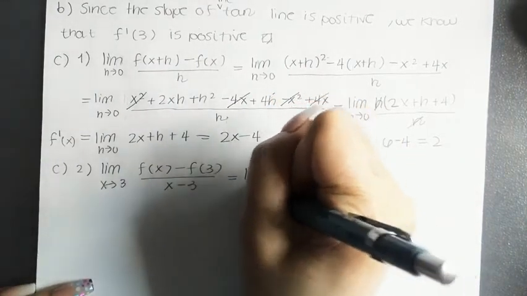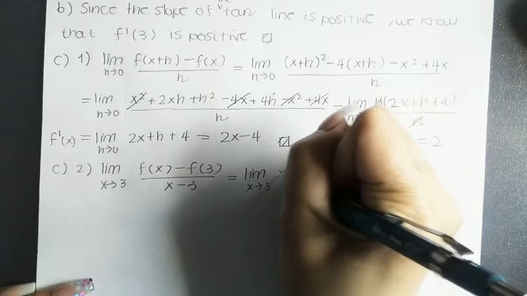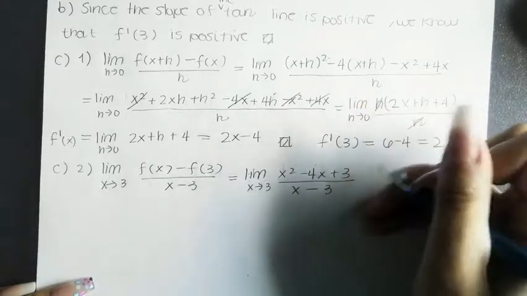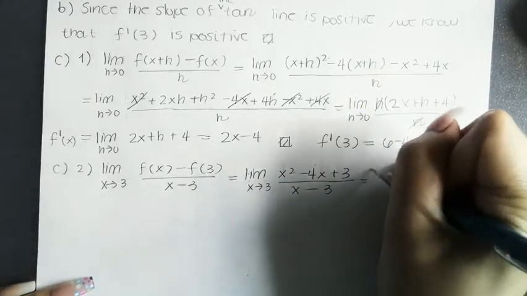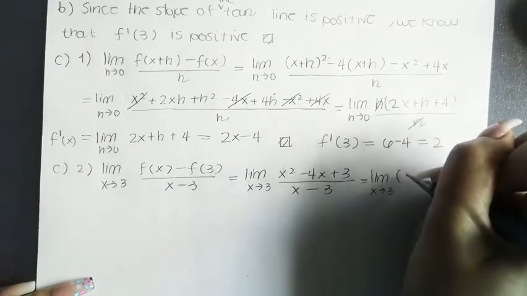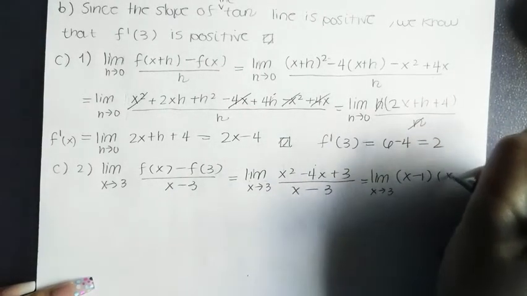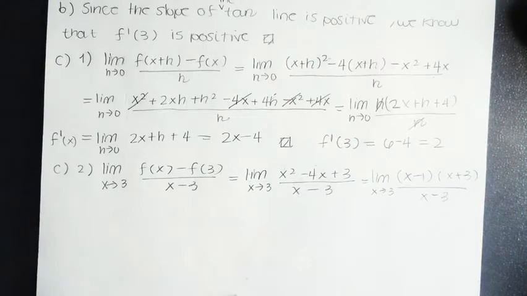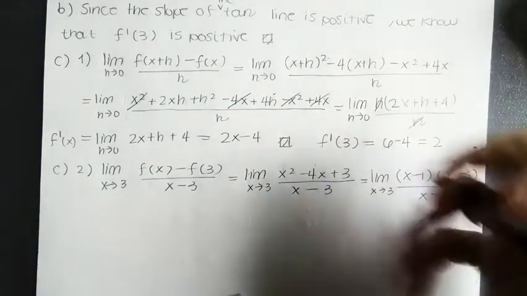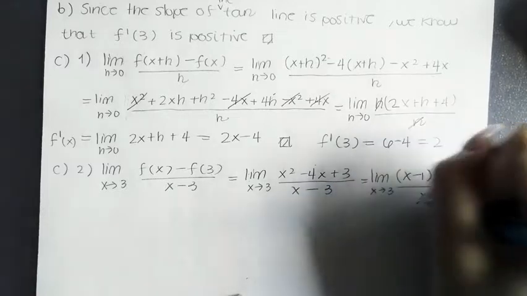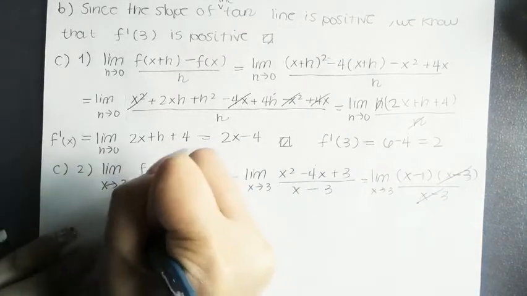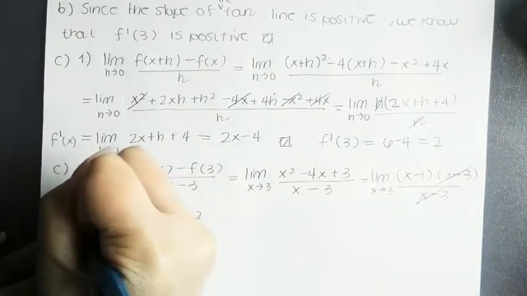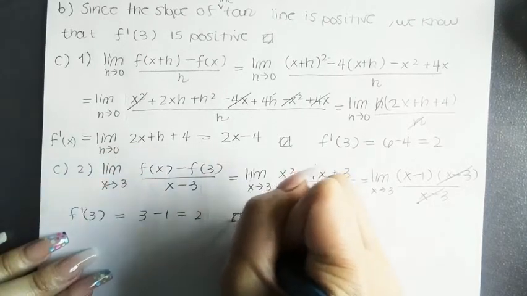So the limit when x approaches 3 of, what was it, x squared minus 4x plus 3 divided by x minus 3. After that you're like, oh, a quadratic, awesome, I can factor. So factor that equation: x minus 1, x minus 3 divided by x minus 3, and this one should be minus, I don't know why I put plus. So you just put the negative here, cancel, cancel, and surprise, surprise, what do you have? 3 minus 1, which is equal to 2, and boom, it was the same.